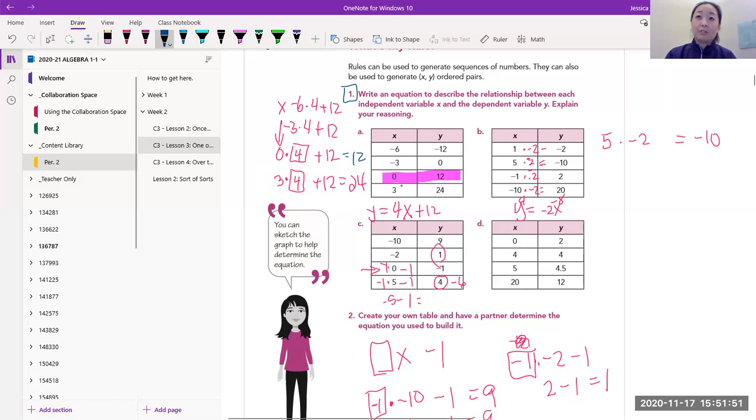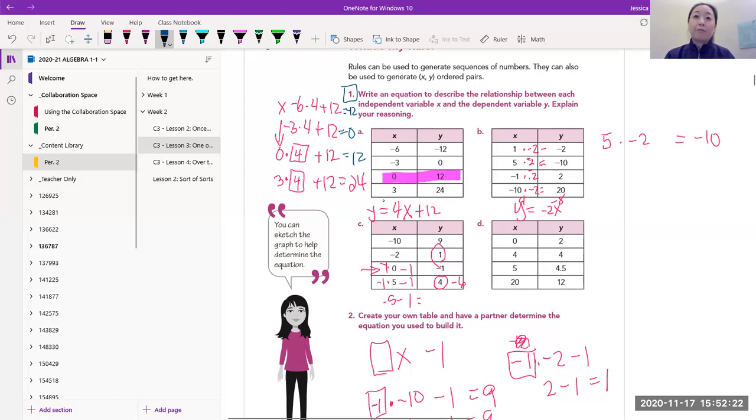Does it work for everything else? We know it works for 0, because 0 times 4 is 0, and then add 12, that's 12. Okay, good. Now what about -3? -3 times 4 is -12, and if we add the 12, that gives us 0. Yes, okay. So -6 times 4 is -24, plus 12, that's going to give us -12. So yes, we got the answer.